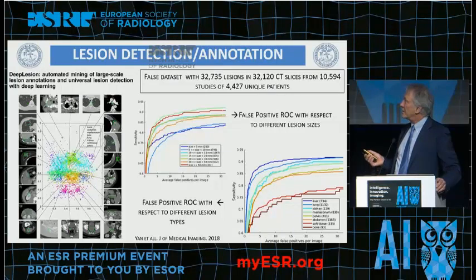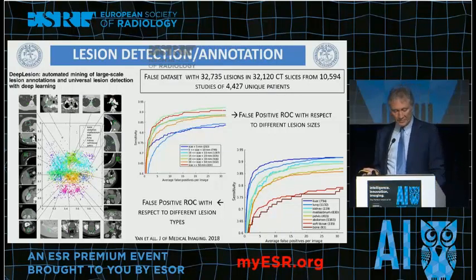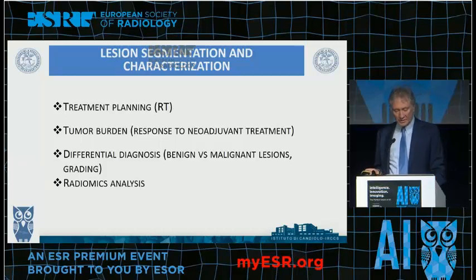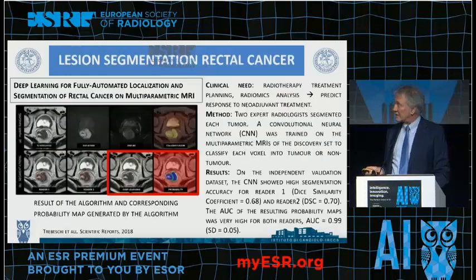And this has been trained on a data set of over 30,000 CT scans. So next step is segmentation and characterization. And so we're going from organ, therefore, to lesion segmentation, again for treatment planning, assessment of tumor burden, differential diagnosis, and radiomics analysis.